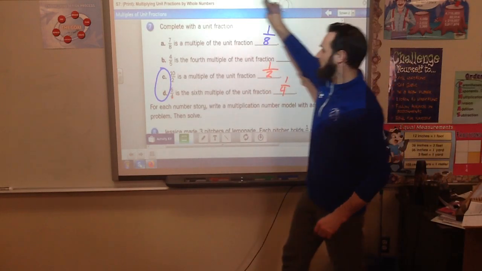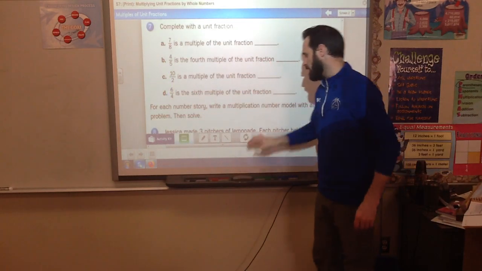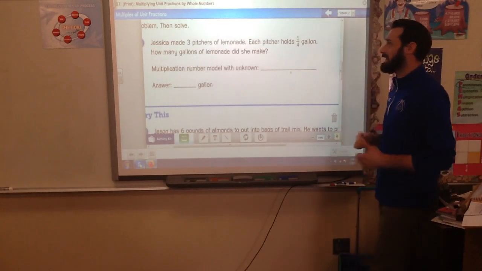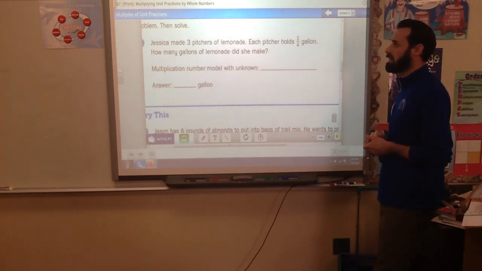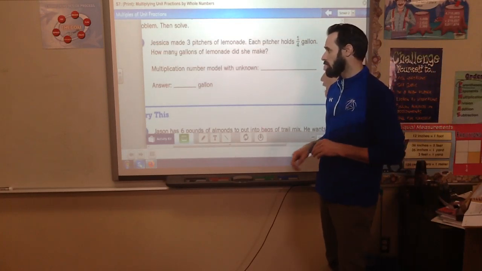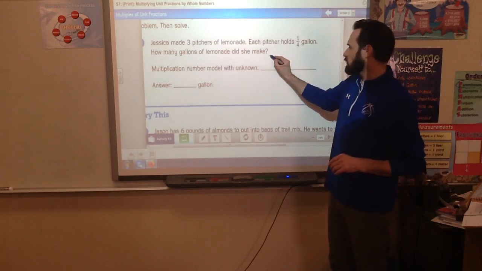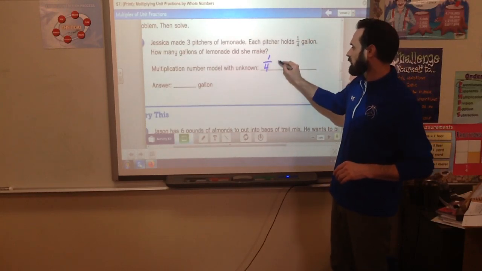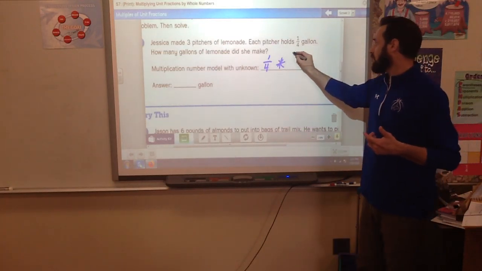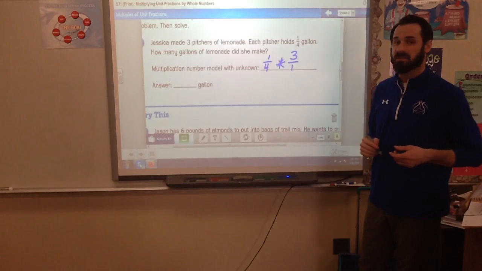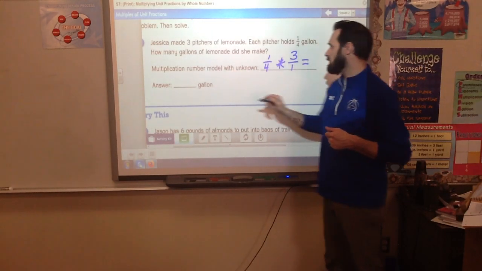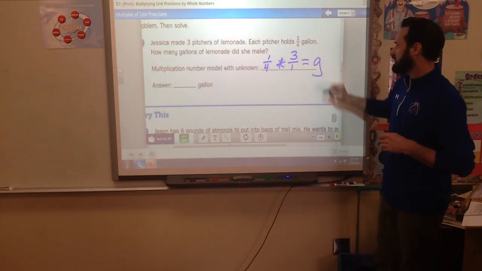So let's take a look at number 8. This is an actual problem that we're going to have to do some math on. Jessica made 3 pitchers of lemonade. Each pitcher holds 1/4 gallon. How many gallons of lemonade did she make? Multiplication number model with unknown. Our fraction is 1/4. And we need to multiply that by 3. Okay, I'm not just going to write 3. I'm going to write 3/1 because that makes it easier for me to multiply. Our unknown, they want to know gallons, so I might just make it a G.